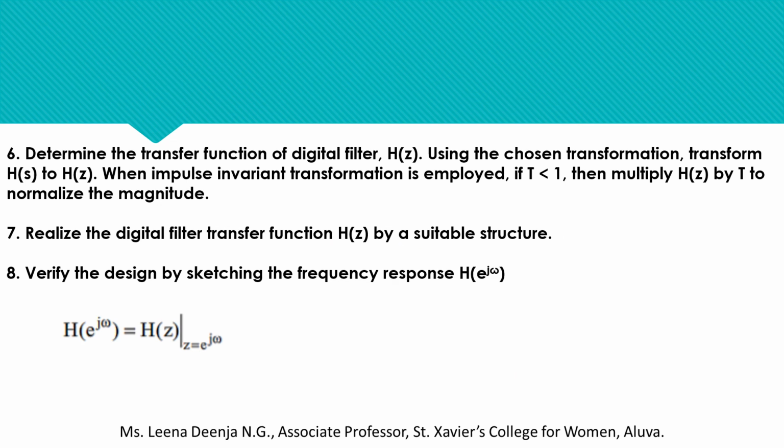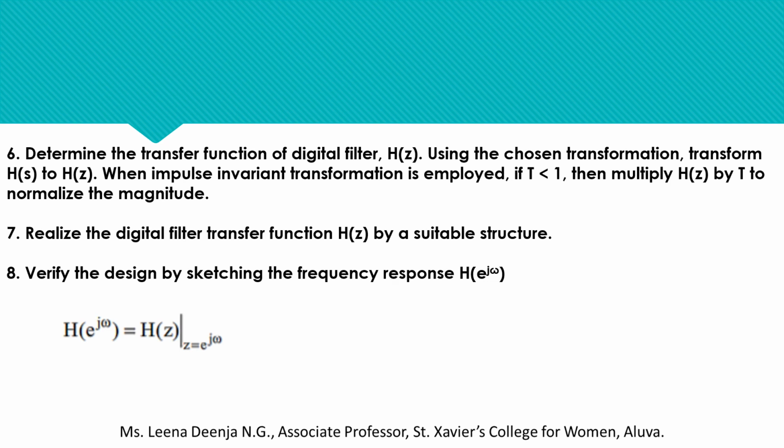Sixth step is to determine the transfer function of the digital filter H of z. Using the chosen transformation, transform H of s to H of z. When impulse invariant transformation is employed, if T is less than 1, then multiply H of z by T to normalize the magnitude.